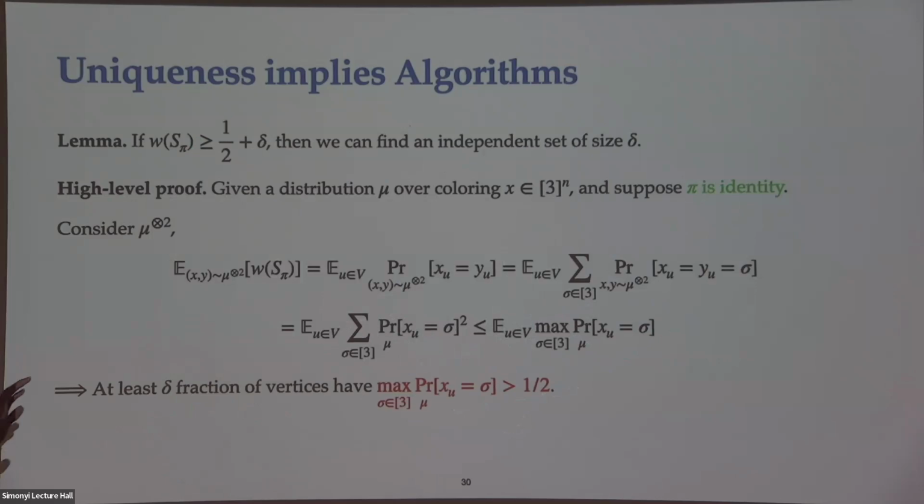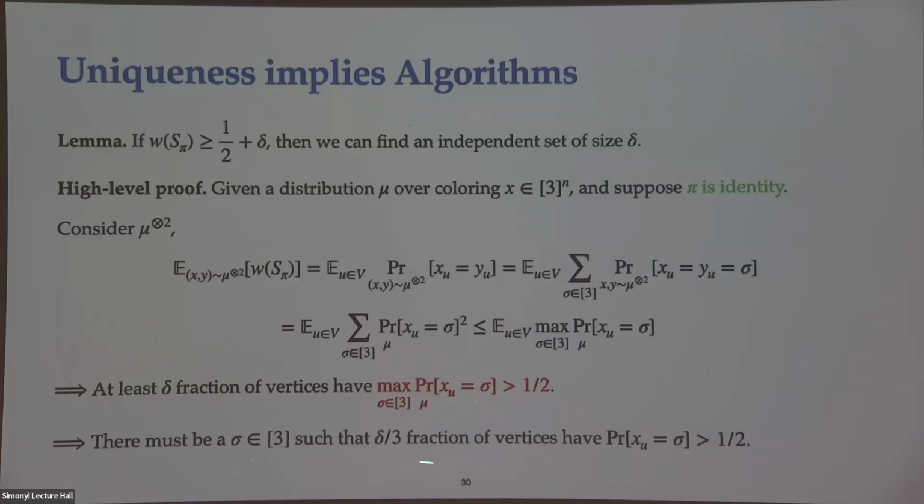Basically, delta fraction of vertices have that one of the color classes satisfies probability of x_u equals sigma larger than 1/2. But this means that there is a sigma such that delta over 3 fraction of vertices satisfy this. And again, it's easy to see that this forms an independent set. Any questions? Okay, and I just want to mention again, I'm skipping a lot of details in here, but that's the main idea.